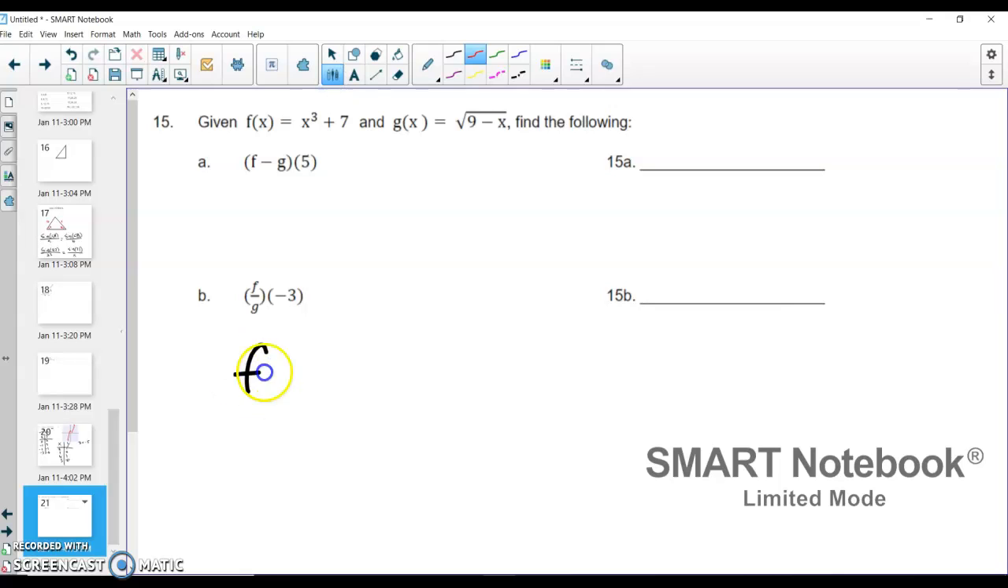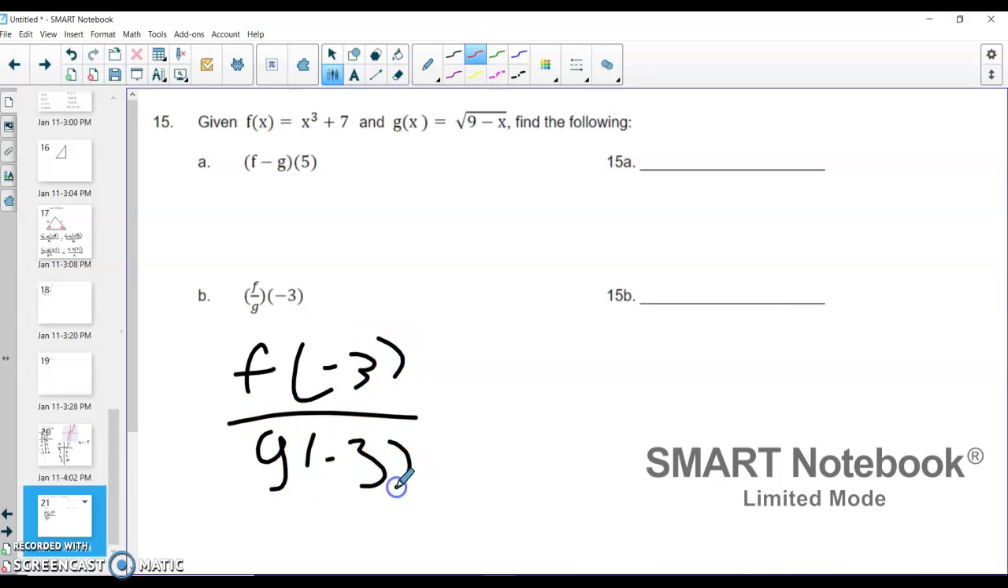You could really do f of -3 divided by g of -3. What that means is you could plug -3 into your f function, see what you get. And if I do that very quickly, I would get -27 plus 7, right? 3 times 3 is 9, and then 9 times 3 is 27, plus 7 would give me -20. And then plugging it into the g function, I would have 9 minus a -3. 9 minus a negative is the same thing as plus 3, so that's the square root of 12. And so that's one way you could set that problem up.